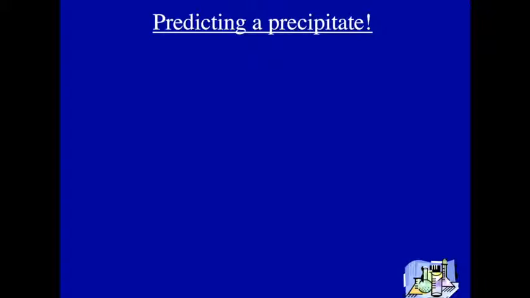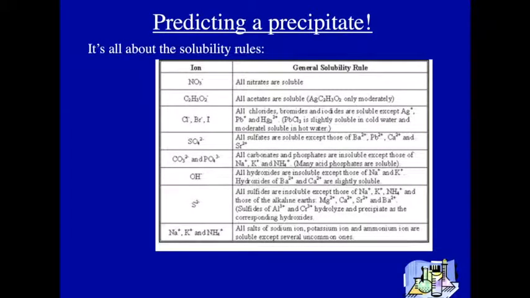Now, what you'll need to do on the quiz is predict a precipitate, which is based on the solubility rules. Now, there are many different versions of a solubility table. You should get used to seeing many different varieties. What you need to know, nitrates are soluble. Acetate, C2H3O2 with a minus charge, are mostly soluble, although silver acetate is not entirely soluble. These are your halides: chloride, bromide, iodide. They are all soluble except silver chloride.